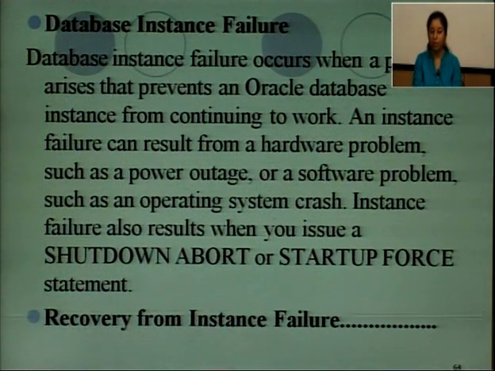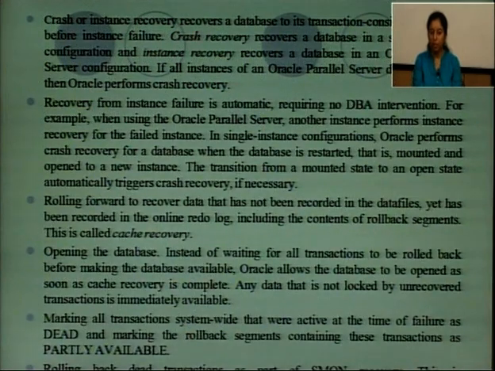Database instance failure. Database instance failure occurs when a problem arises that prevents an Oracle database instance from continuing to work. An instance failure can result from a hardware problem such as a power outage, or a software problem such as an operating system crash. Instance failure also results when you issue a shutdown abort or startup process. Recovery from instance failure: this crash or instance recovery recovers the database to a transaction-consistent state just before the instance failure. Recovery from instance failure is automatic, requiring no DBA intervention. For example, when using Oracle Parallel Server, another instance performs instance recovery for the failed instance.